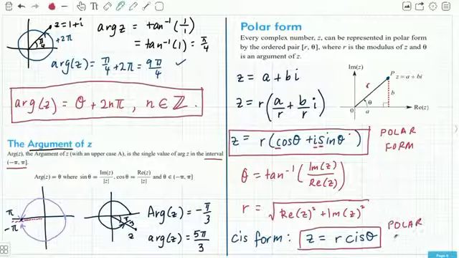It's often just referred to as cis form, and it's just the shorthand way of writing this, which has the actual cos and sine written in instead of here, which is shorter. So they're the forms that you're really going to need to understand: your Cartesian form and your polar form, either in the long way or in the cis form.